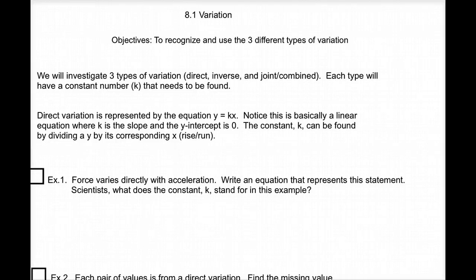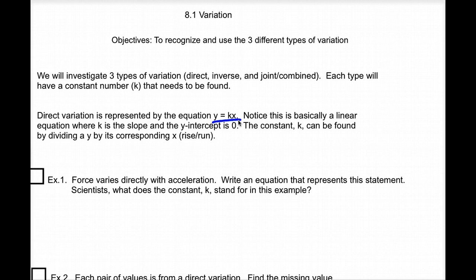Welcome to Chapter 8, Section 1 on 3 different types of variation. Very simple equations where we have some number, some constant, we'll call it k, some magical number, where you take it times x, or you'll take it and divide it by x. For direct variation, we simply take k times x, and you'll say, okay, looks like slope, and then our y-intercept is 0.